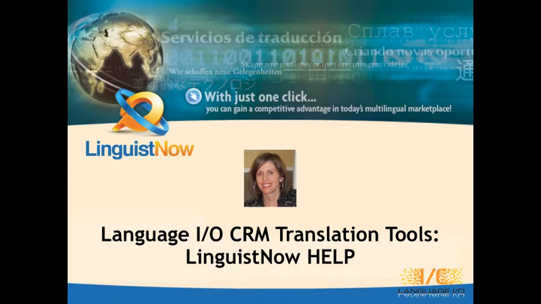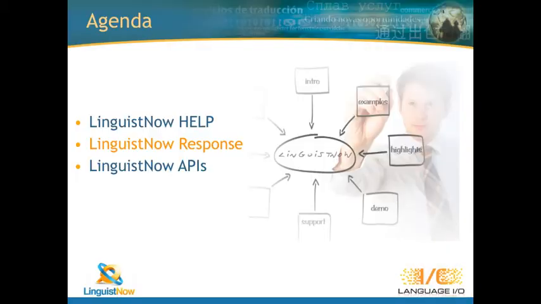I'm here to tell you about our LinguistNow product that can automate the translation of help content within your client relationship management system, such as RightNow or Salesforce.com. There are three products that fall under the LinguistNow umbrella. We've got LinguistNow Help, which is focused on translation of help content, LinguistNow Response, which focuses on the translation of emails, and our LinguistNow APIs. In this presentation, I'm going to talk about LinguistNow Help, though we will also discuss our APIs.